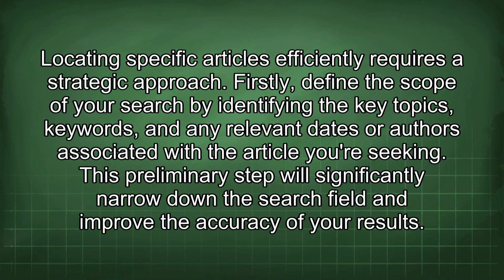Locating specific articles efficiently requires a strategic approach. Firstly, define the scope of your search by identifying the key topics, keywords, and any relevant dates or authors associated with the article you're seeking. This preliminary step will significantly narrow down the search field and improve the accuracy of your results.